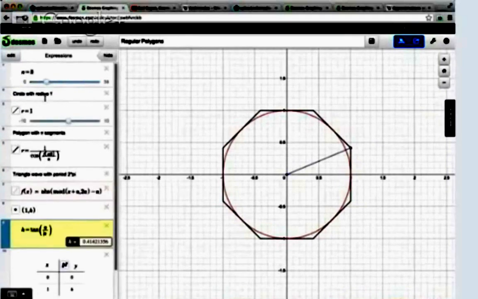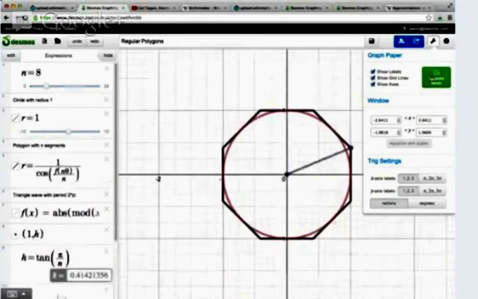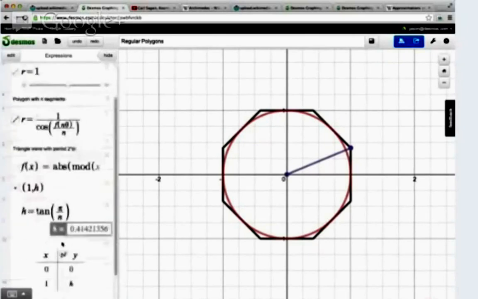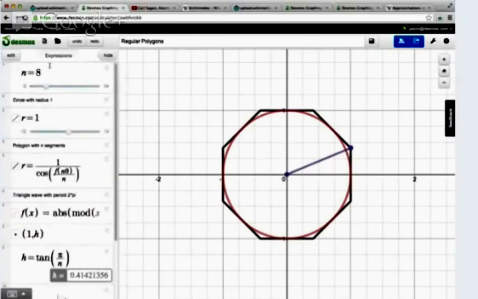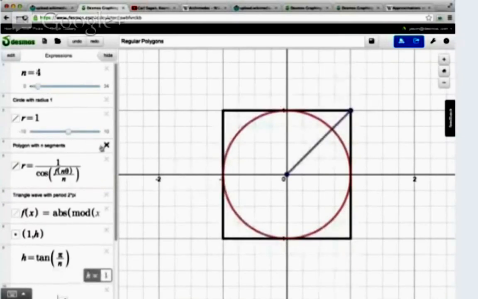So maybe go to projector mode. And Eli just pointed out to me that it would be easier for everyone to see if we went into projector mode. So this is really a useful feature if you're in front of classrooms too. So now h equals tan of pi over n, and this will hold no matter what n is. So there it is for a square. For a square, we see that h is 1, which is probably what we expected.